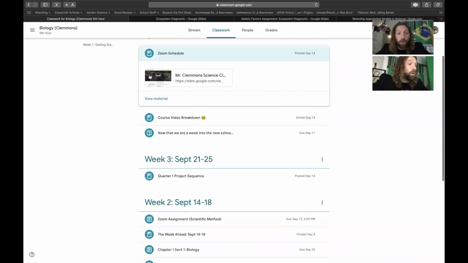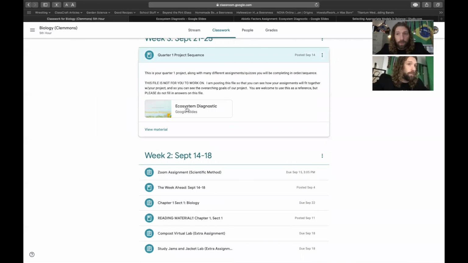So your quarter one project sequence is right here. Now, the one thing I want to go on ahead and reiterate with all of you is that this is not for you to work on. I posted this to give you an idea of what every single step of your project looks like, the assignments that will get you ready for each of your field investigations, so you can kind of get an idea of what to expect. Now, I am going to release this project, or at least the assignments, in a piecemeal fashion, meaning each week I'm going to release part of this overall project. And I'll go into what I mean by that.